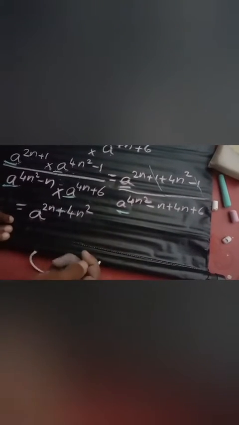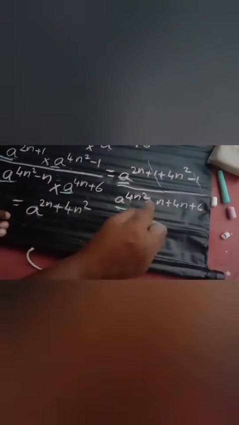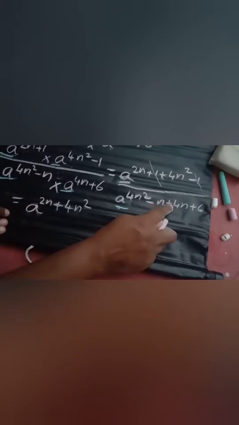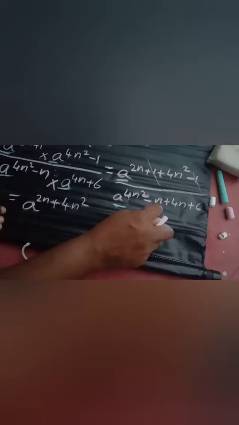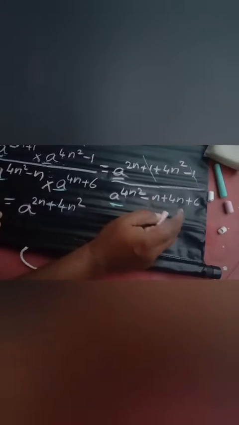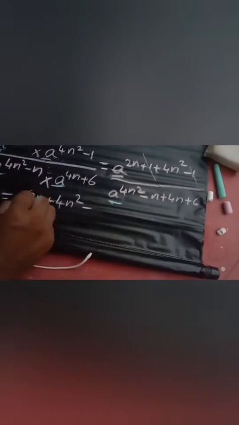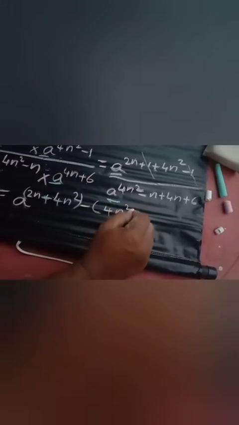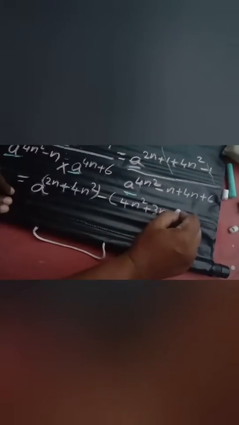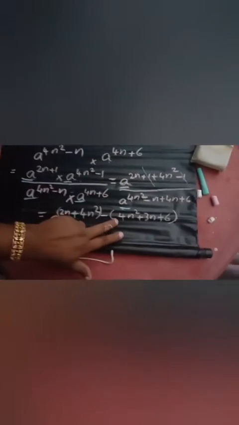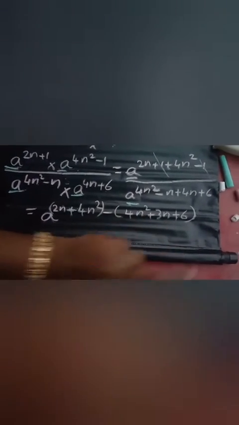And in the denominator, is there any cancellation? Minus n plus 4n is plus 3n. 4n minus 1n, 4 minus 1 is 3n. Okay. So this one you put in a bracket, minus 4n square plus 3n plus 6. Okay. A raised to 2n plus 4n square minus 4n square plus 3n plus 6.